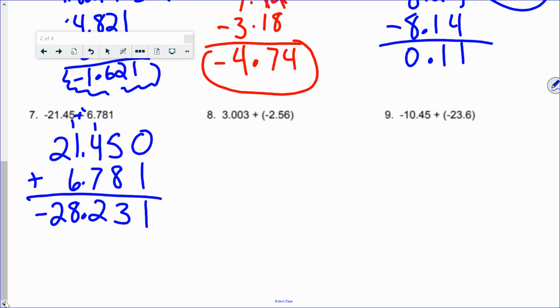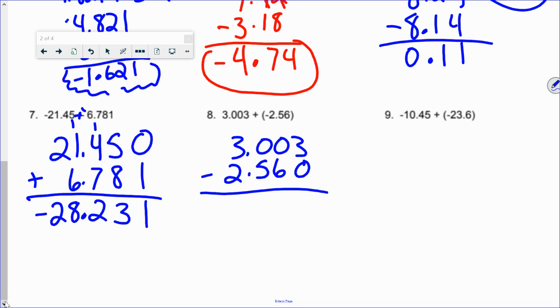Okay, we got different signs, so I'm going to subtract. Now I put my largest value on top, minus the lower value, add my 0 in, and now I can subtract. I gotta do my regrouping. So this really turns into a 2. Because I have to regroup multiple times, that's a 9, and then we have a 10. Now I can subtract all the way through. Decimals lined up, I know where it goes. Now is this a positive or negative?